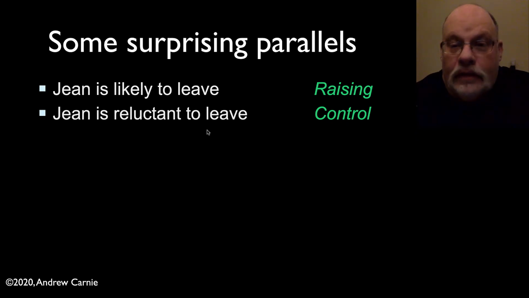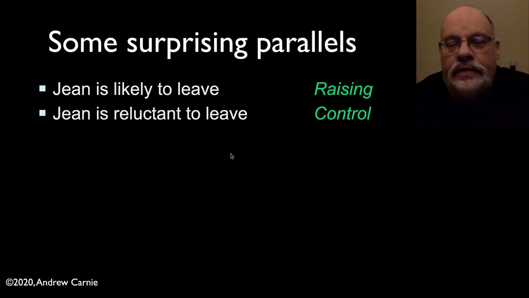This in and of itself is a violation of the theta criterion, which is one thing that we will have to deal with, because Jean appears to be getting two theta roles, an experiencer from reluctant and an agent from leave. That shouldn't be possible. So the thematic properties of the raising sentence and the control sentence are quite different from one another. Control is the name of sentences like this.